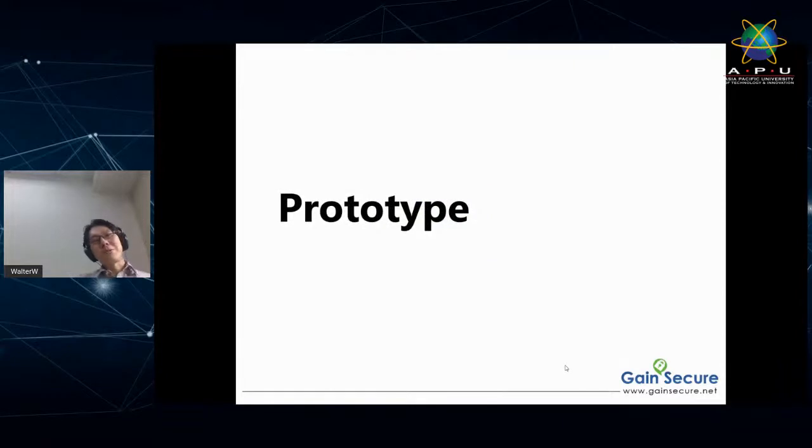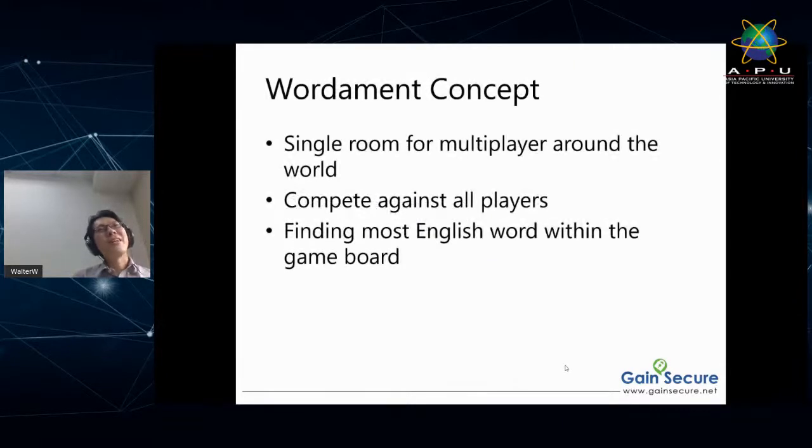Right, let's talk about the prototype. One thing we understand is that Wordament has a concept. You can search for this game today in Microsoft, but we are referring to the very first version of it, which is like 5-6 years ago. Wordament is a game with a single room and a multiplayer concept where everyone plays at the same time, and you compete against all the players to find the most English words you can within the board. So this is the concept that we use as a reference.